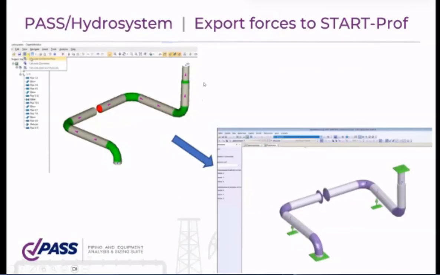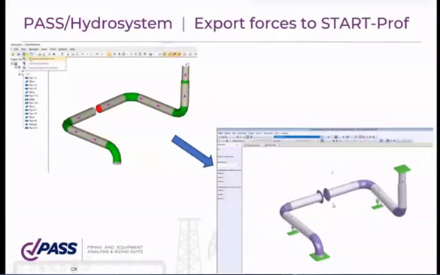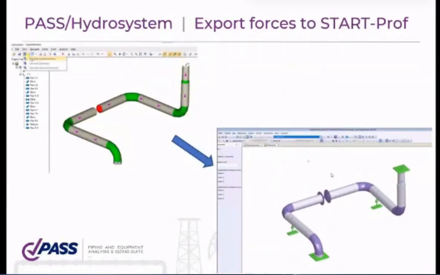So you calculate these forces and loads in HYDROSYSTEM. You can then export them to StartProf, and in StartProf you perform stress analysis using these loads. And StartProf will tell you whether it is okay for your piping system or not. Will it be moved too much, or are the movements allowable, or something like this?